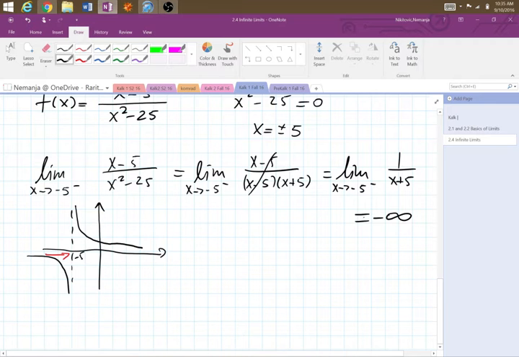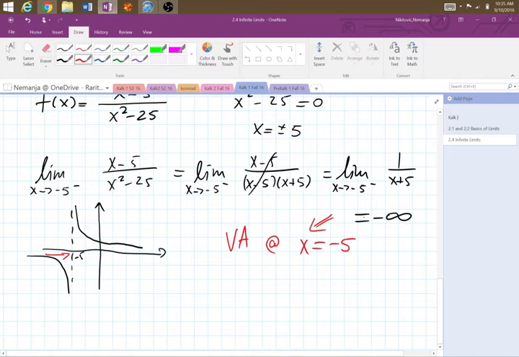Now, guys, this is enough. We don't have to do the approach from the right. This is good enough. We found that the limit, as the approach from the left, is one of the infinities, in this case, negative infinity. So this was good enough for us to say that there is a vertical asymptote at x equals negative 5. Awesome.